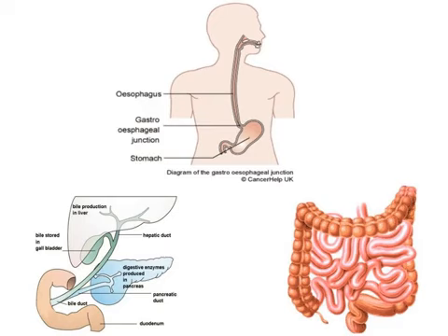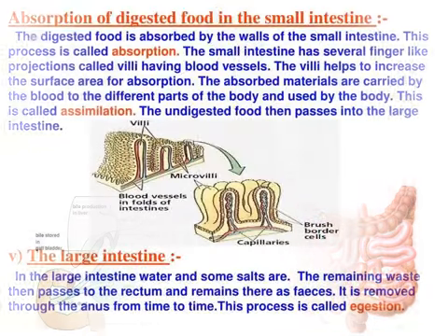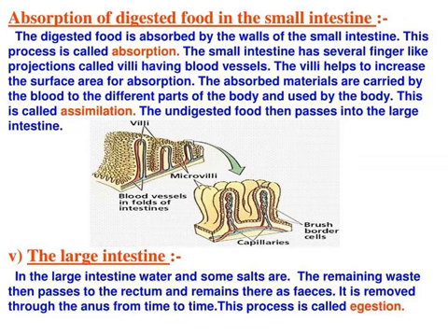Now, after the process of digestion, it is the process of absorption that has to be focused on. Once the food is digested and converted into solution form, it is absorbed by the walls of the small intestine and goes into the blood. The walls of the intestine have millions of tiny projections called villi. The villi increase the surface area for absorption and help in rapid absorption of the digested food.